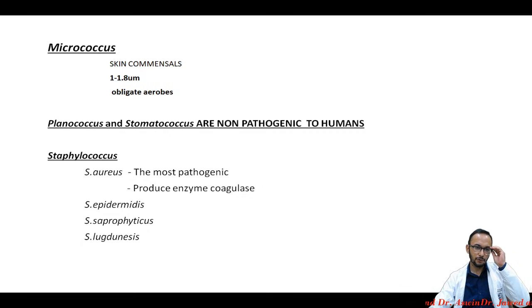Among the Staphylococcus, Staph aureus is the most notorious and the most pathogenic, and it also produces the enzyme coagulase. So on the basis of coagulase, we can differentiate between the Staph aureus and coagulase negative Staphylococcus. We usually encounter other CONS in our lab, mainly the Staph epidermidis and Staph haemolyticus, followed by Staph lugdunensis and others.